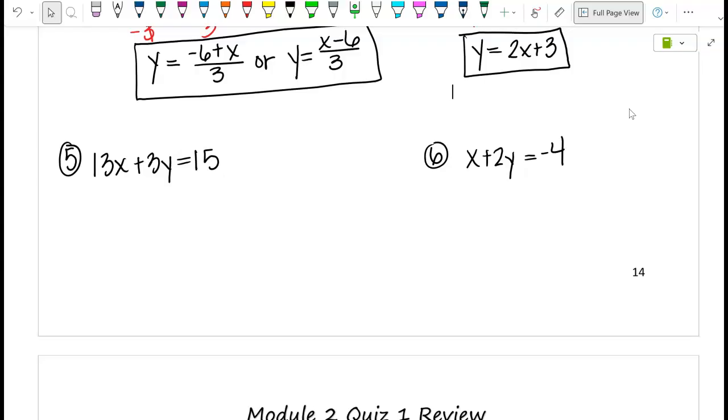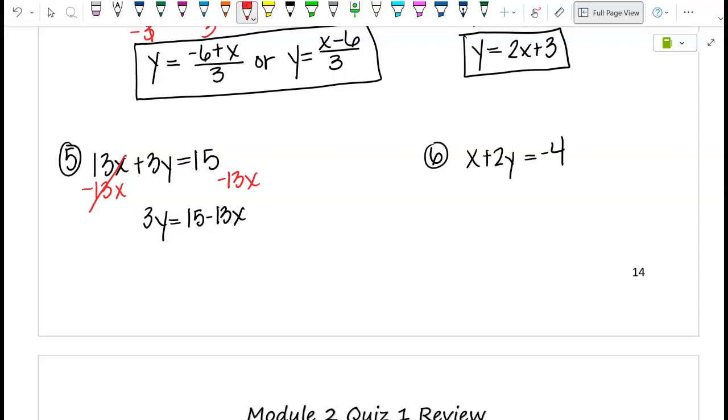Number 5, 13x plus 3y equals 15. Tristan, what would be my first step in solving this for y? Subtract 13x from both sides. So 3y equals 15 minus 13x. And Genesis, what would be the next step?